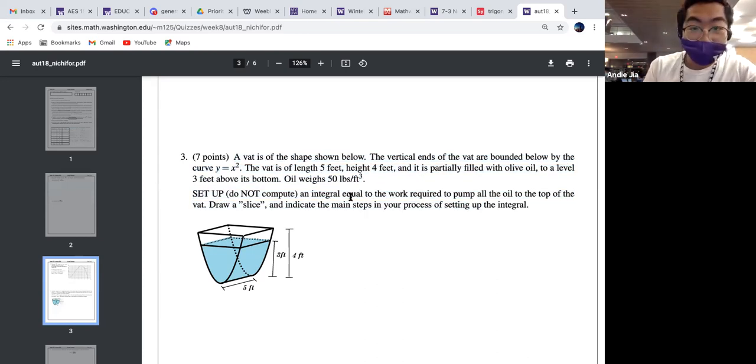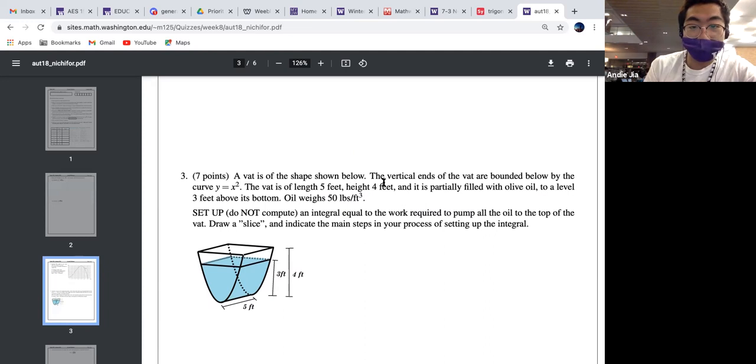Thank you. So this is a vat shaped as shown below. The vertical end is bounded by y equals x squared. Let's just use 5 feet, and the height is 4 feet. So here's 4 feet. And now there is some oil inside there. Set up the work, but do not compute any integral.